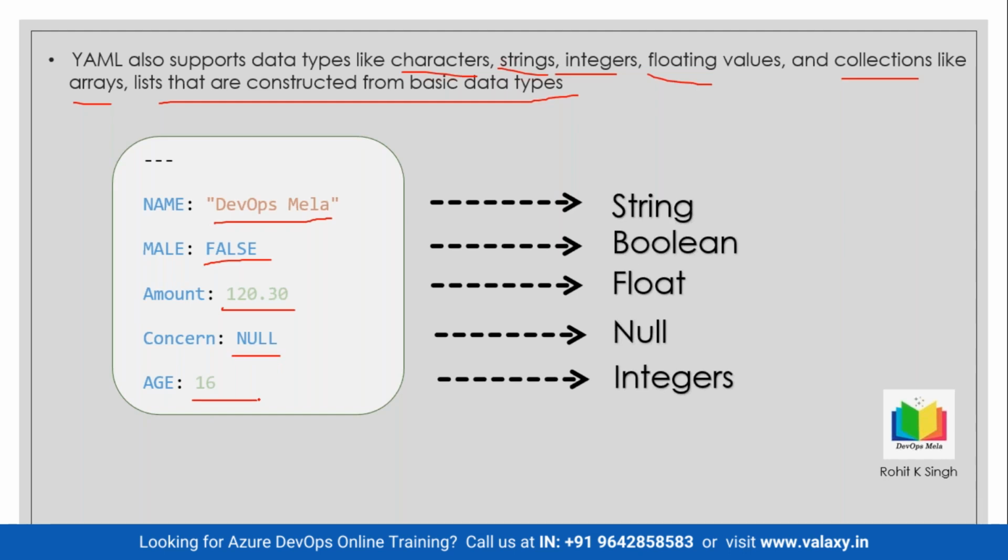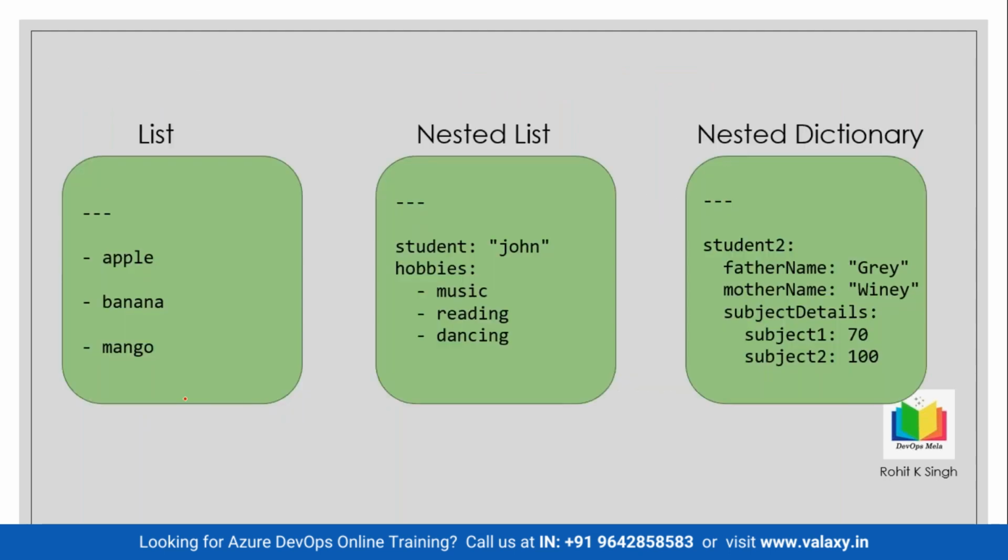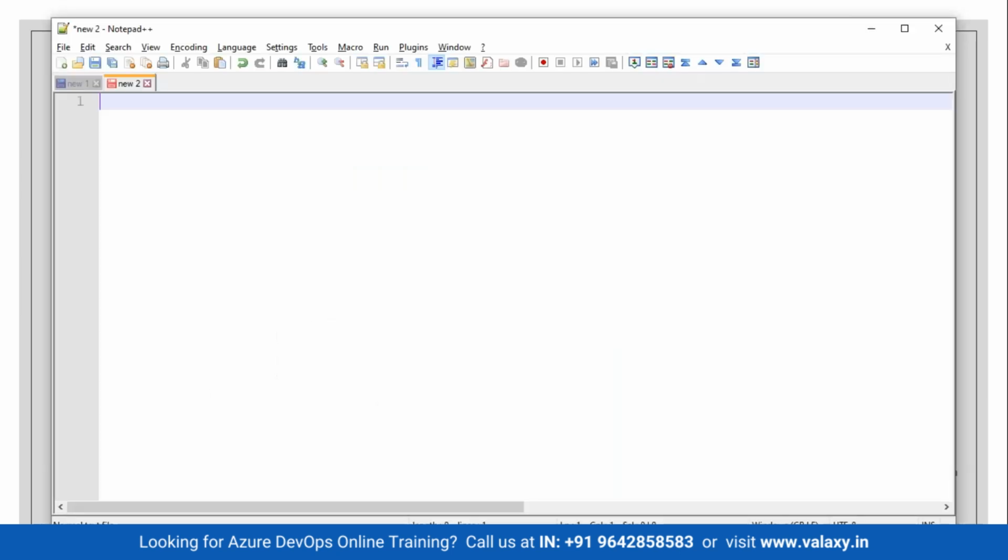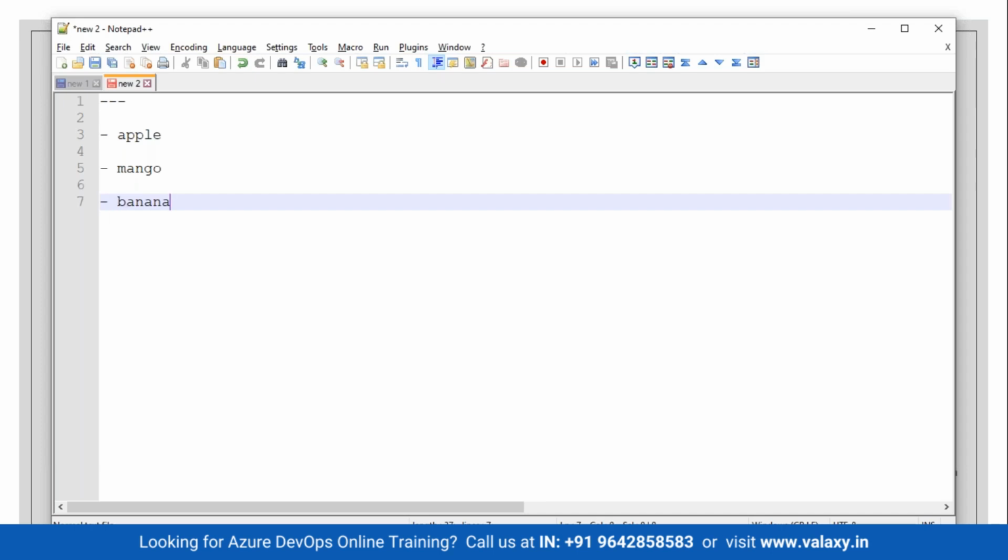Okay. So basic data types are also supported by YAML. If you want to define a list in YAML, this is how you will be defining a list of items. For example, a list of fruits. Starting with a dash, give a space, apple, come down, give a dash, mango, again a dash, banana. This is how you will be defining a list of fruits.